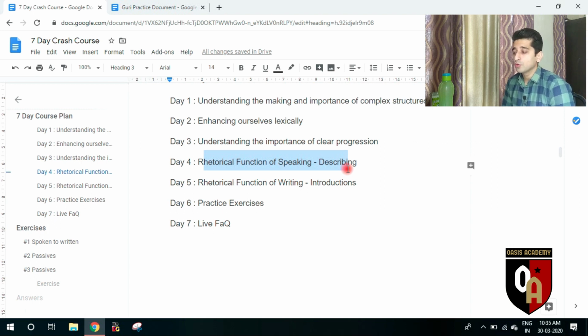Day 5 will focus upon the introductions of the writing, and day 6 would be practice exercises, where you will be given a lot of practice exercises to do. And finally, at the end of the course, there would be a live FAQ where you can ask one-to-one queries of yours. It can be about anything, about listening, about reading. I would be live, you can drop your messages by then, and I will try to answer them spontaneously.